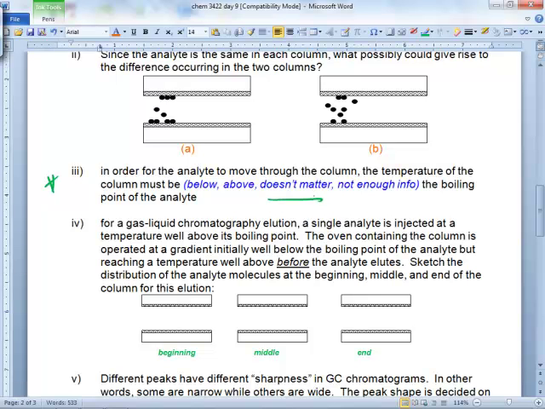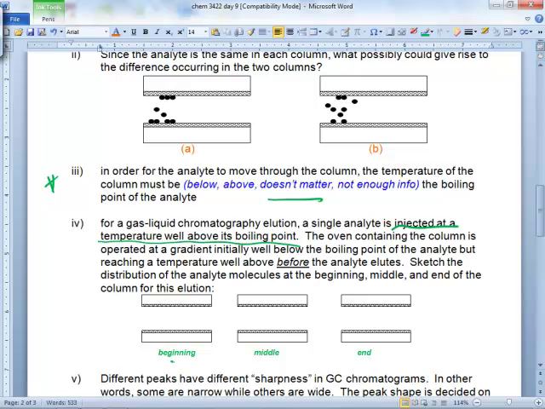So let's see here. For a gas-liquid chromatography elution, a single analyte is injected at a temperature well above its boiling point. Is that important? Yeah, it's very different than doing the elution itself within the column. You've got to get it vaporized to get it onto the column, right? You don't want to be sitting there all day waiting for that. The oven containing the column is operated at a gradient, initially well below the boiling point of the analyte, but reaching a temperature well above before the analyte elutes.